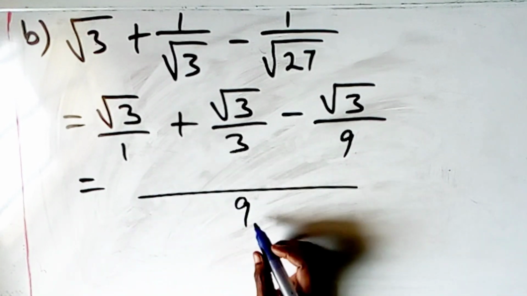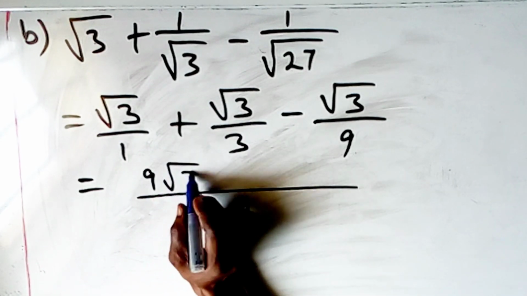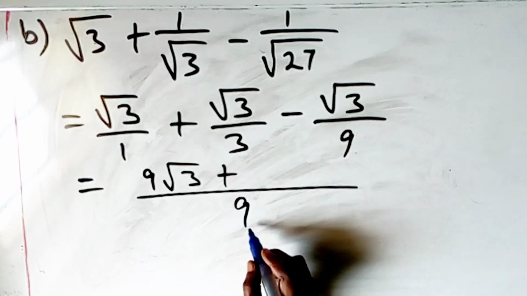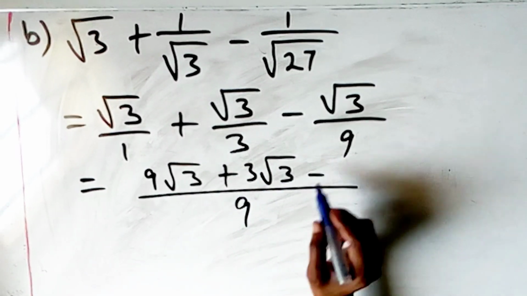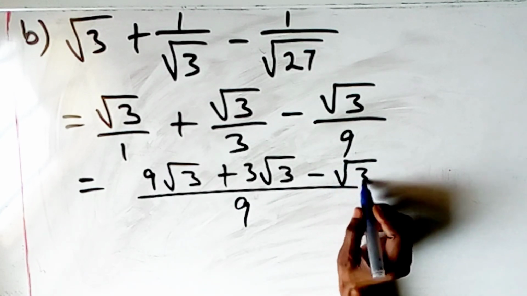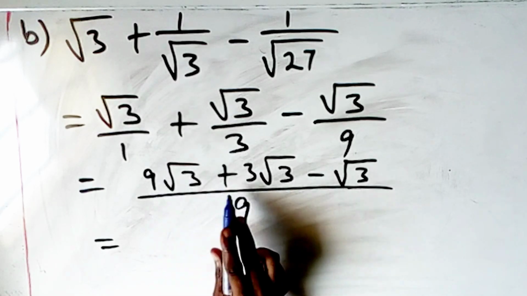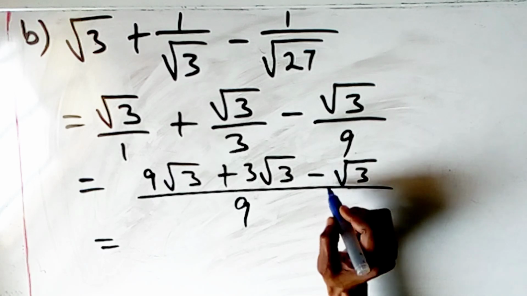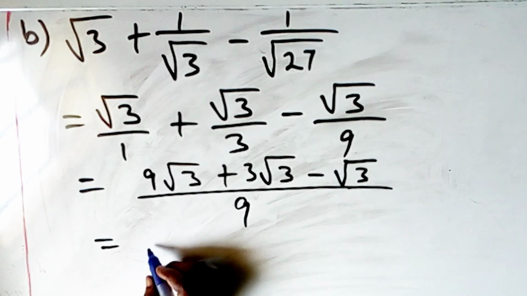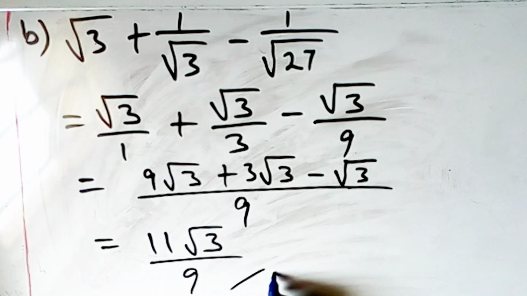1 in 9 will give us 9. 9 times root 3, that will give us 9 root 3, plus 3 in 3, that will give us 3. Then 3 times root 3, that will give us 3 root 3, minus 9 in 9, 1. 1 times root 3, that will give us root 3. So 9 plus root 3, then minus 1, because there is an invisible 1 there, which is the coefficient of root 3. So that will give us 11 root 3 over 9, which is our LCM.